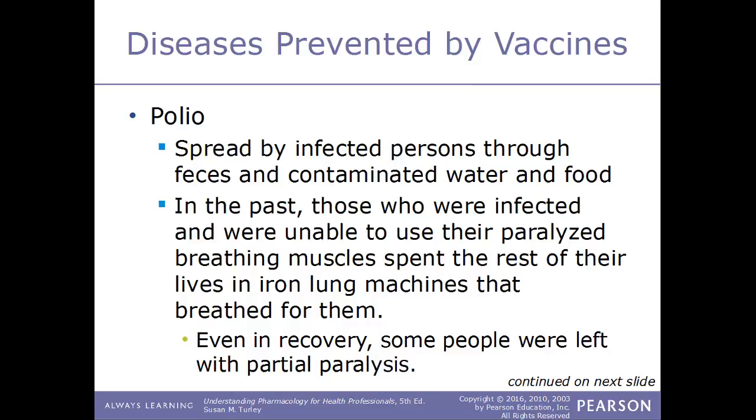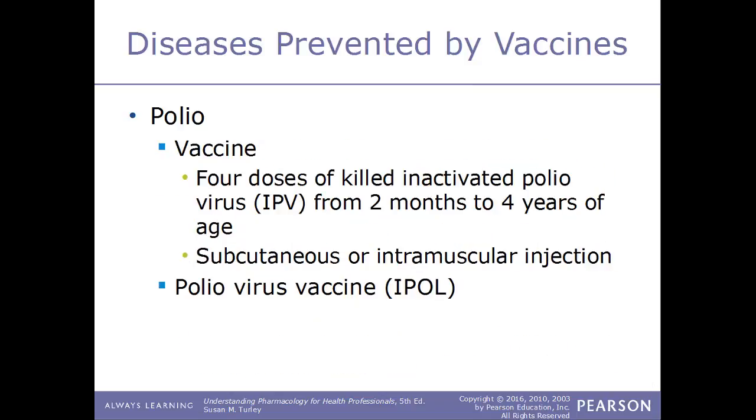Now, in the past, those who were infected and were unable to use their paralyzed breathing muscles spent the rest of their life in an iron lung that would breathe for them. But even in recovery, some people were left with partial paralysis. And the vaccine for polio is 4 doses of a killed inactivated poliovirus, or IPV, that's given between the ages of 2 months to 4 years of age. This can be given either in a subcutaneous route or intramuscular injection. And the brand name this would be sold under would be IPOL.